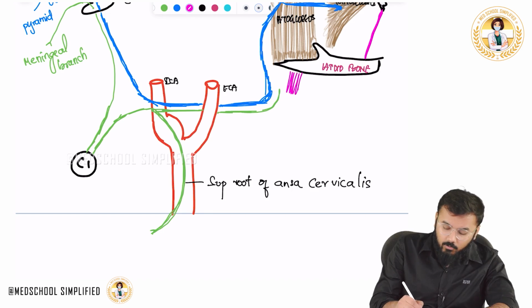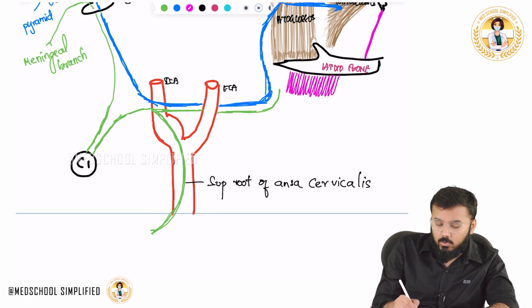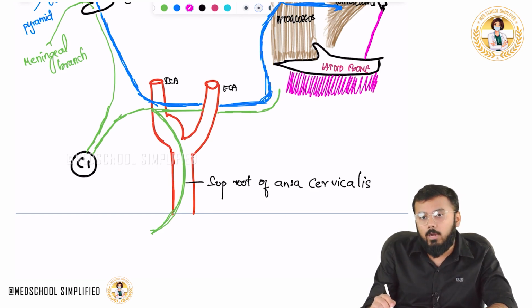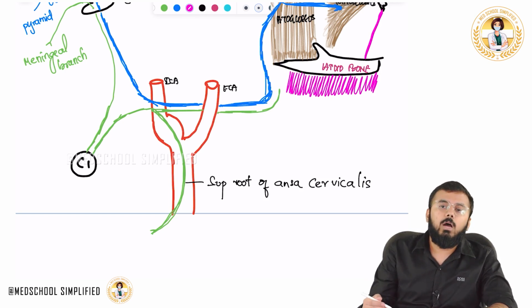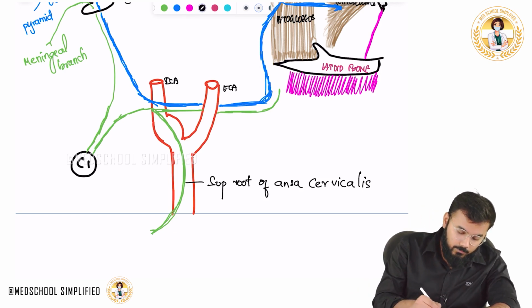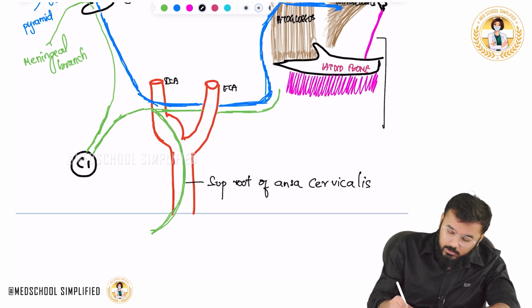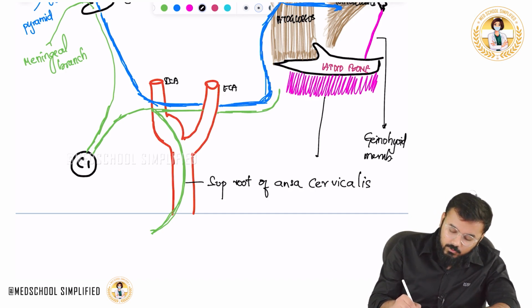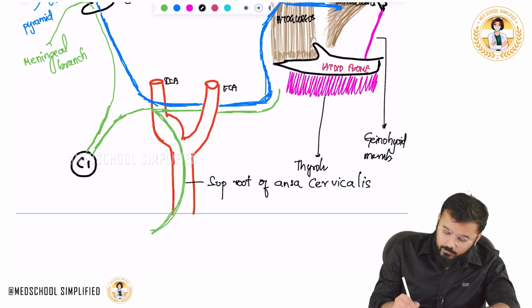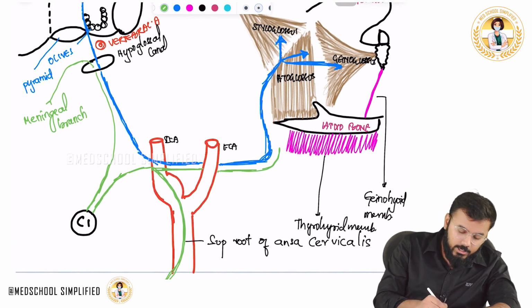In the same way, you even have a ligament beneath the hyoid bone. What is this ligament called? This ligament is called the thyrohyoid ligament. Beneath the hyoid bone you have the thyroid cartilage, so attached to the thyroid cartilage you see a ligament. This is called the thyrohyoid ligament or thyrohyoid membrane. So this one over here is called the geniohyoid membrane, and this one over here is called the thyrohyoid membrane.